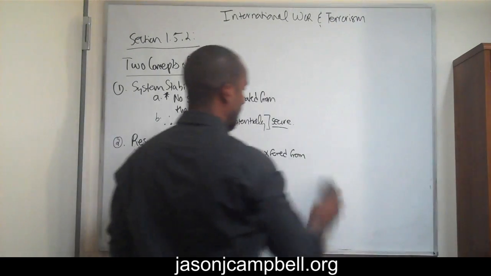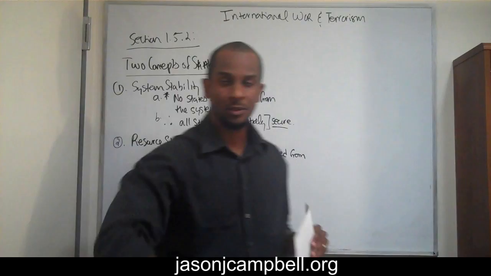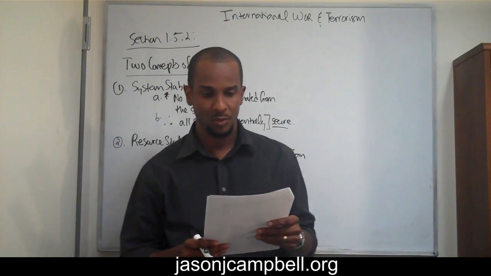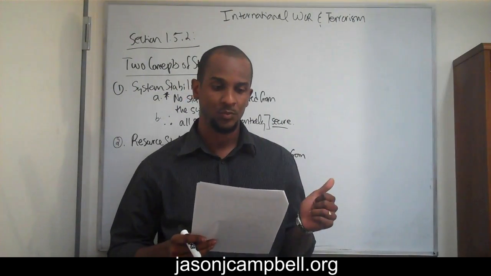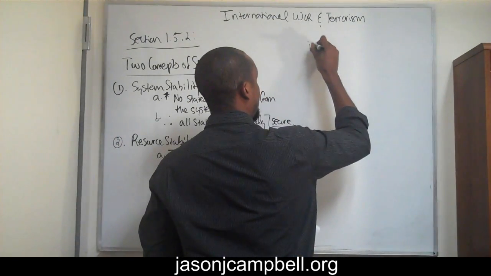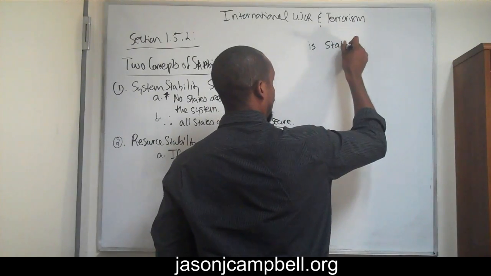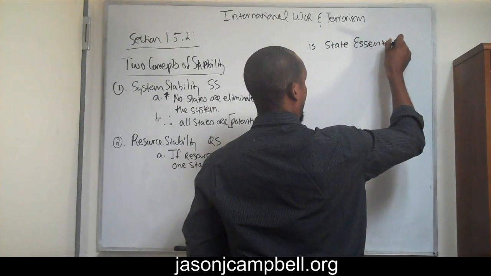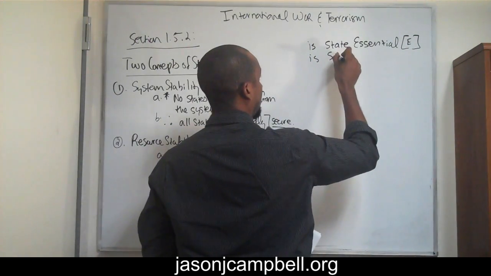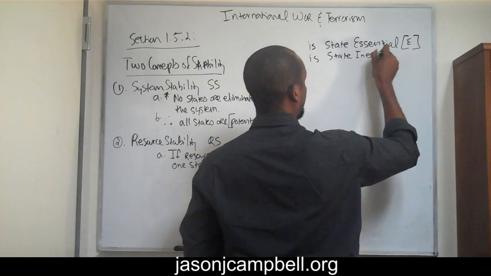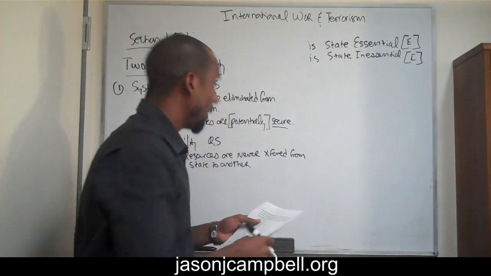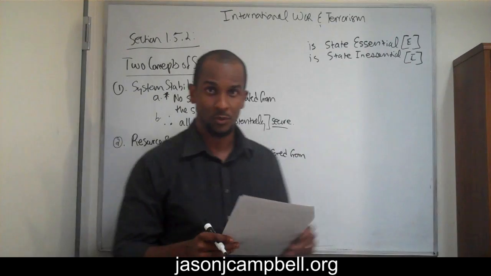And also the idea of the essential nature of a state within a system, right? So here's the question. Given the following information of resources, determine which states are essential and which are inessential. So the first thing that you have to do is ask yourself, is the state essential, which we're going to represent by E, or is the state inessential, which we're going to represent by I, right? Ask yourself if the state is essential or the state is inessential. So that's the first thing.